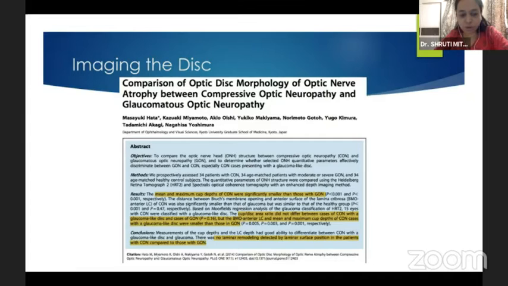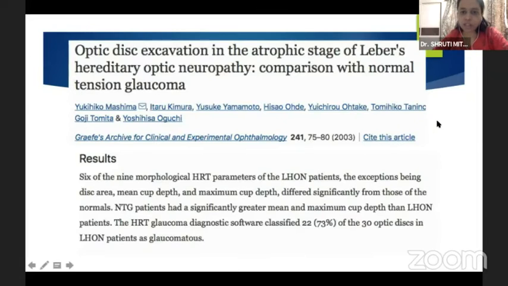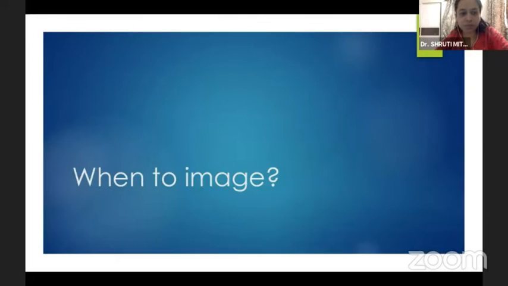with compressive optic neuropathy. This was another paper on LHON, where it was compared with NTG, and they noted that NTG patients had a much deeper cup compared to LHON patients. And when HRT was used, around 73% of the patients with LHON were wrongly diagnosed as glaucomatous.